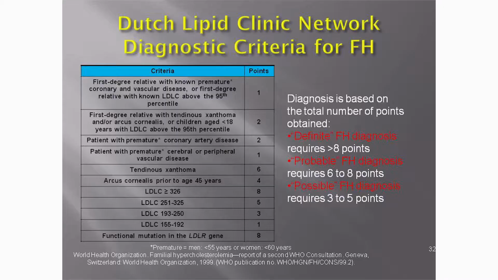Next, we have the Dutch Lipid Clinic Network diagnostic criteria for FH, and it's a point system, and you have to have greater than 8 points in order to meet the criteria for definite FH.